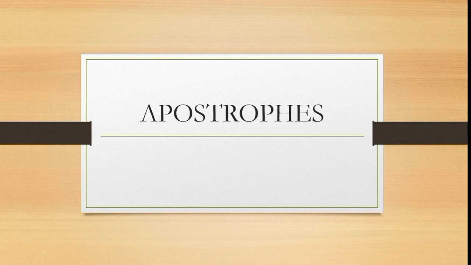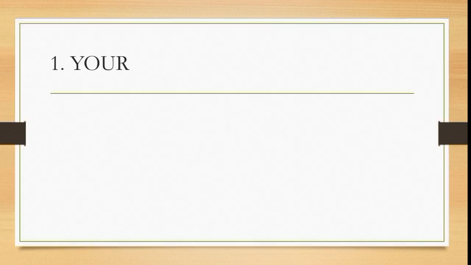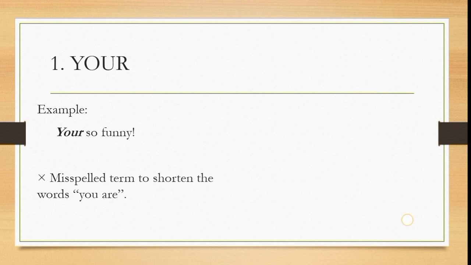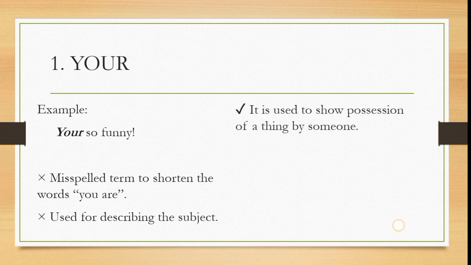Now let's start with apostrophes and the mistake between your and you're. We have an example here of the mistake of your. "Your so funny." It is wrong because it is a misspelled term to shorten the words you are, and it is used for describing the subject, when it should be used to show possession of a thing by someone. Example, your jokes are funny. It shows possession because the jokes here are being owned by the pronoun your.